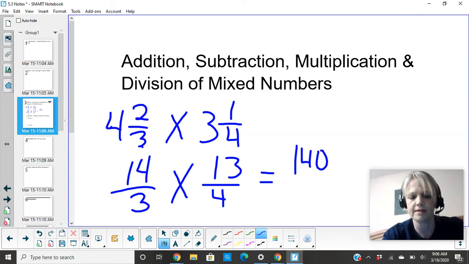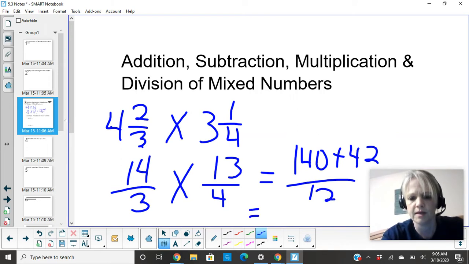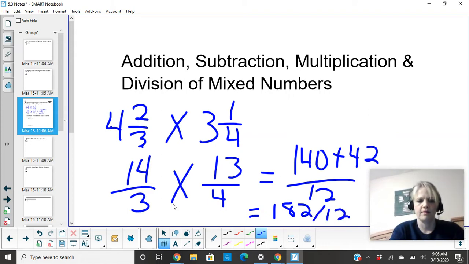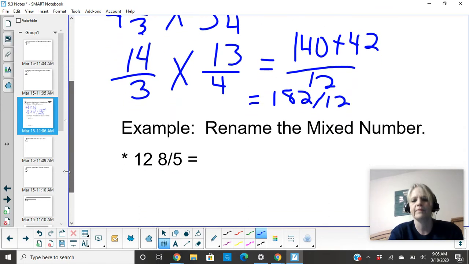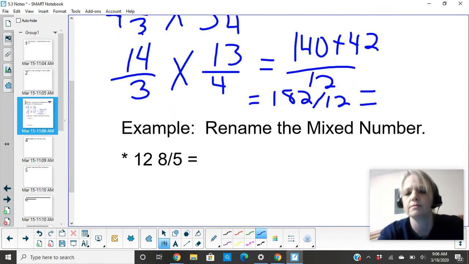That's 14 times 10 plus 14 times 3 is 42, over 12. Okay, so that's going to come up to be 182 over 12. And then we're going to need to reduce that. Okay. And you can reduce that multiple ways. You can maybe divide by 4. I think the top and the bottom are both divisible by 4.